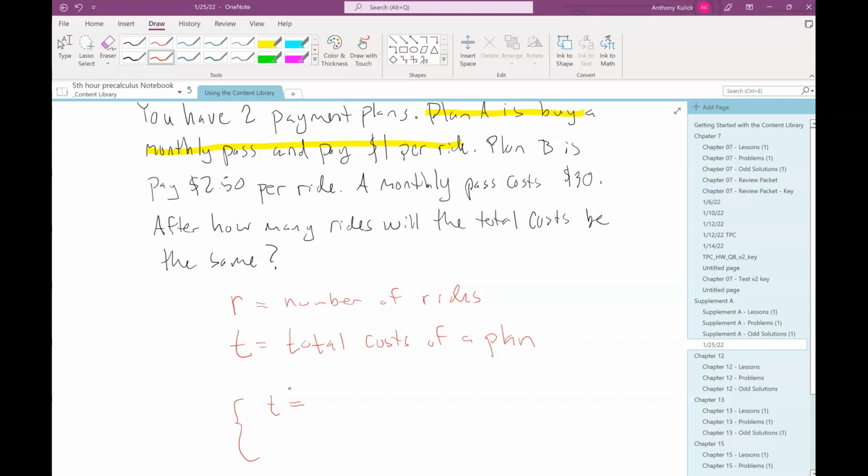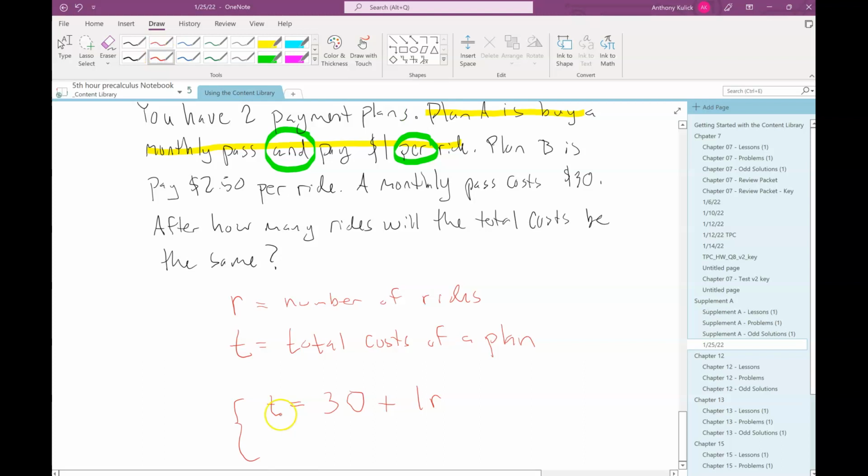So when we have that word "and" in there, what kind of mathematical operation is that representing? Adding, right? So the monthly pass, and then what is $1 per ride? How am I going to write that? 1R, right? So again, per typically is going to mean a multiplication. Okay?